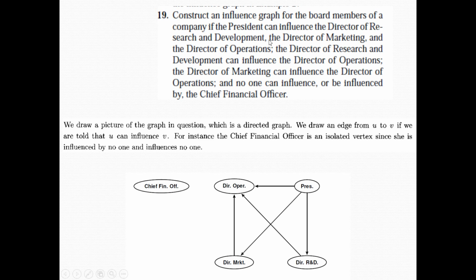So let's start reading and let's see how these edges are drawn. Construct an inference graph for the board members of the company if the president can influence. So this is the president. President can influence the director of research and development. So this is the direction. President influences director of research and development. The president also influences the director of marketing and the director of operations. Right, so you can see the arrows.